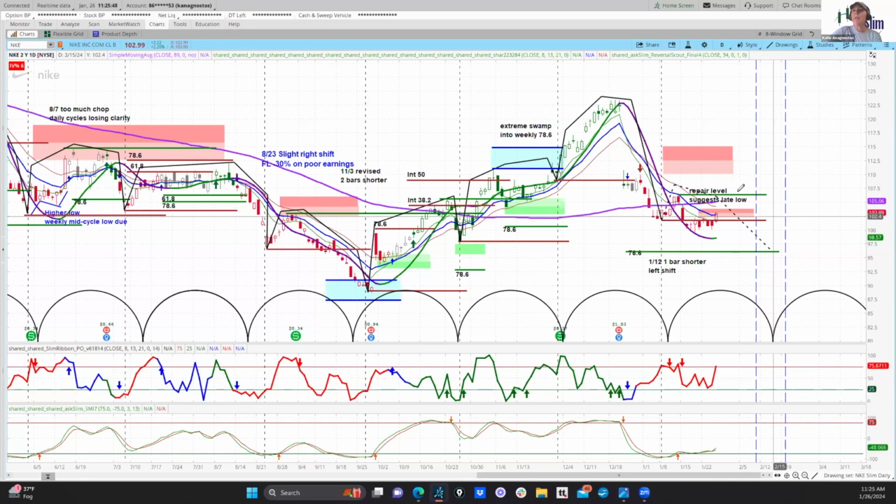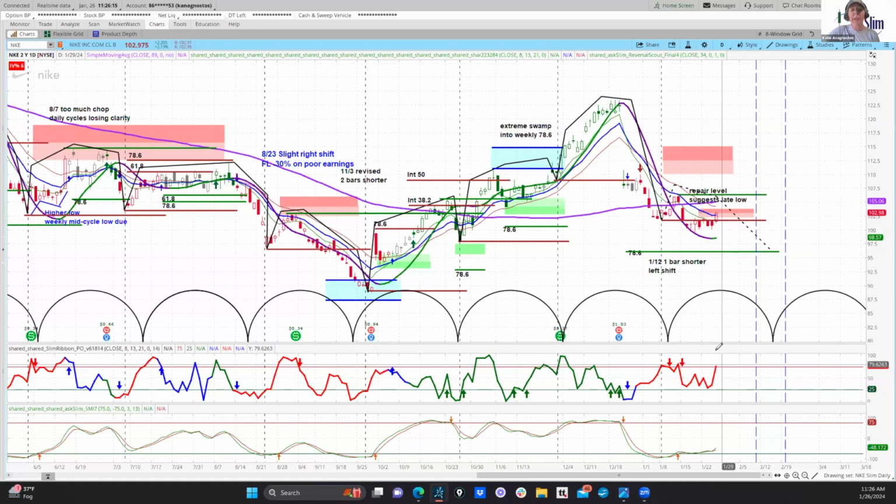So now that Nike is trading up into this zone, we want to see this area hold and for price to turn back down and give us an entry signal. That would be a momentum continuation to the downside signal down here on the slim ribbon PO, and/or a return to negative momentum on the 2-hour chart. I personally tend to look for both as confirmations of each other.